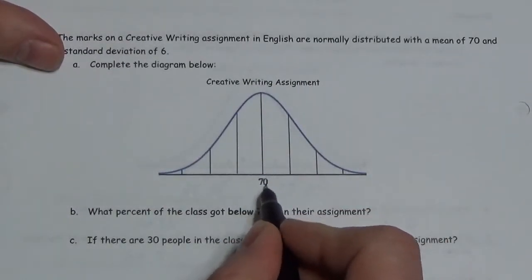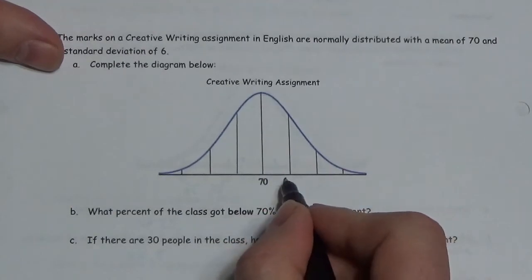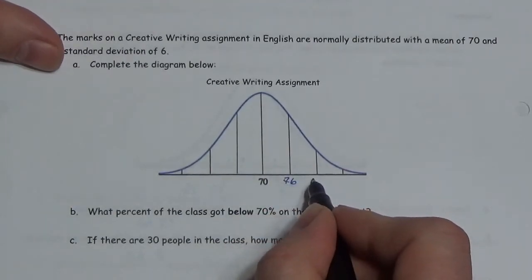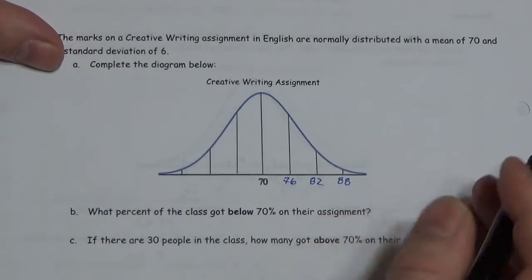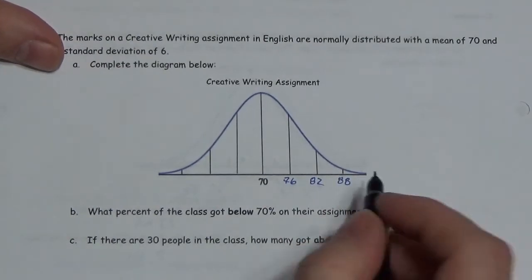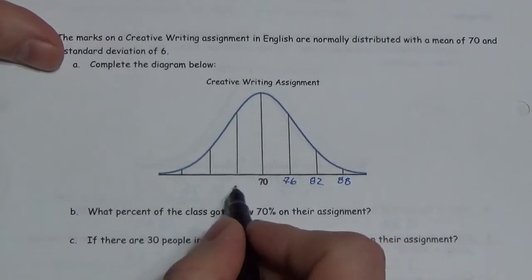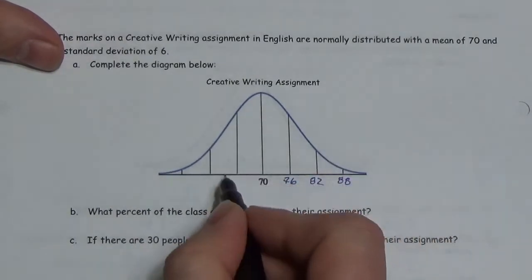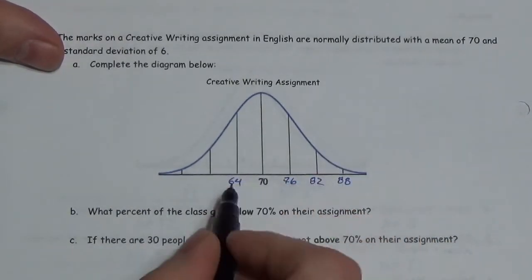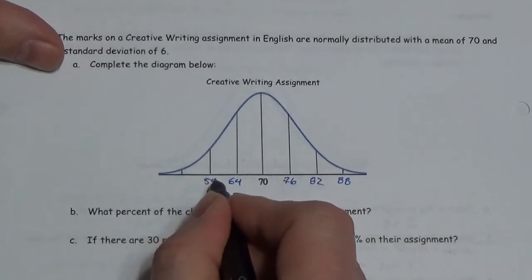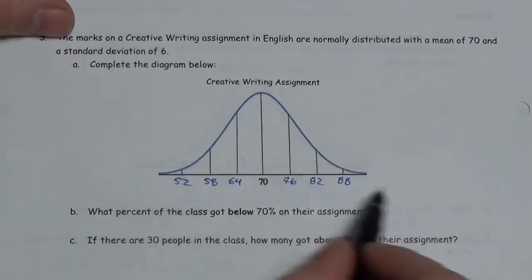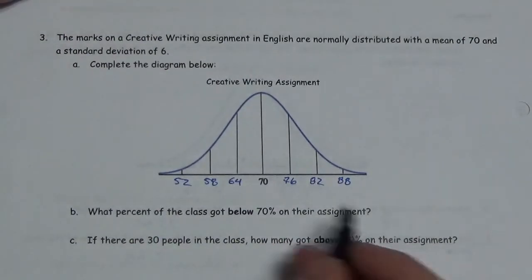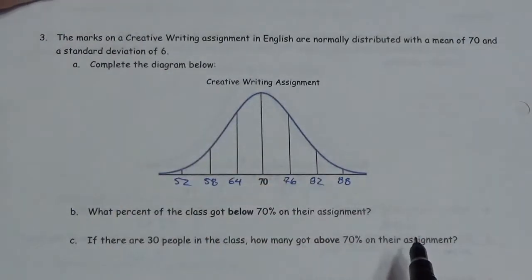So from here, from the mean, we're going to go up 6. So this would be 76. Add another 6, this would be 82. Add another 6, that would be 88. And I really can't see much beyond that, so it's hard to tell. Going backwards here, if you subtract 6 from 70, you're going to get 64. Subtract 6 again, you're going to get 58. Subtract 6 again, you'll get 52. Okay, so there we are with the marks, okay, in our distribution here.